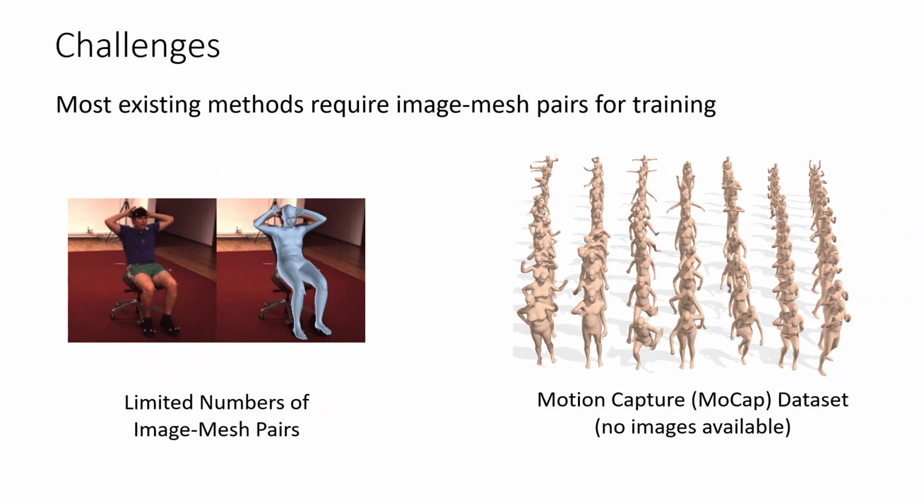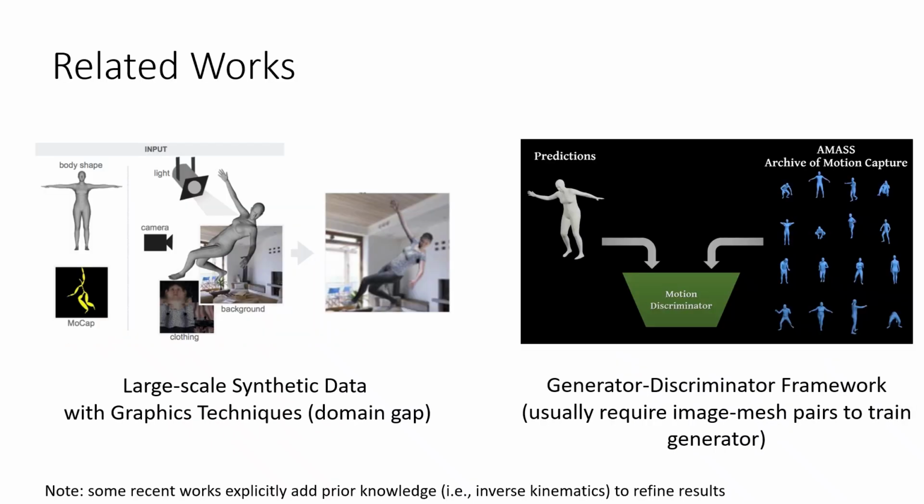However, when applying such a pre-training idea to the human pose and mesh reconstruction problem, we observe some challenges. First of all, there are a limited number of image mesh pairs. Although we have a large amount of MoCap data, the MoCap dataset does not have images available for image mesh pre-training. To address the challenges, researchers have proposed to collect large-scale synthetic data by using graphic rendering engines. However, this approach usually has domain gap issues.